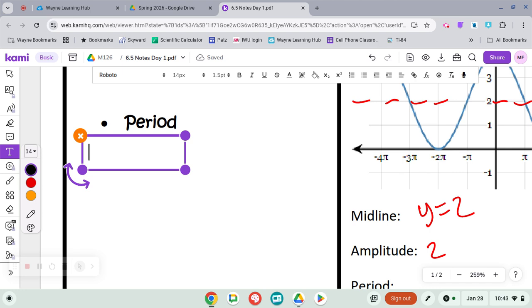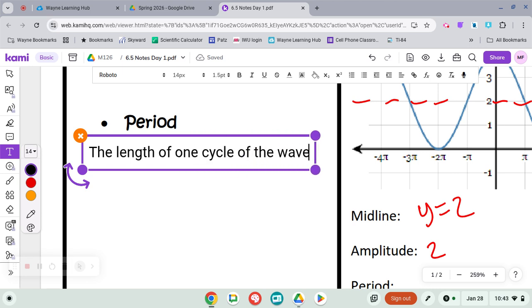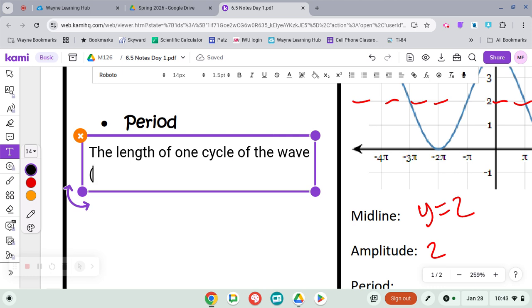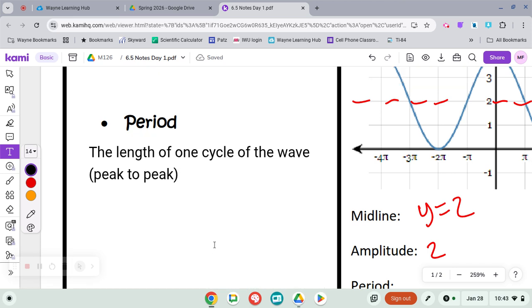So basically it's one cycle. What do I mean by that? The period is the length of one cycle of the wave. Another way to think about this, you might want to mention, is peak to peak, or if you want, you could do valley to valley. I'll show you what I mean by that in just a second. So, one cycle of the wave.